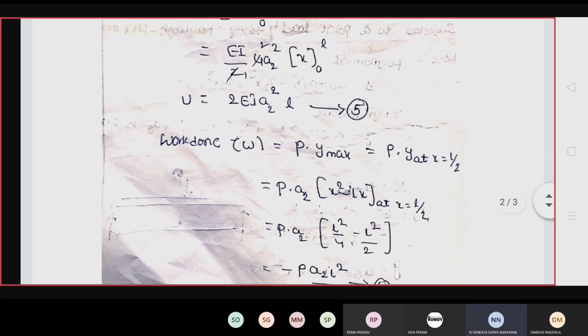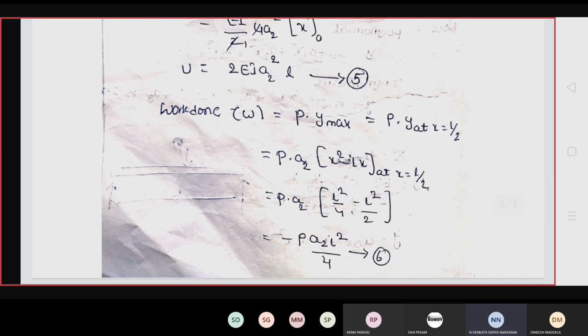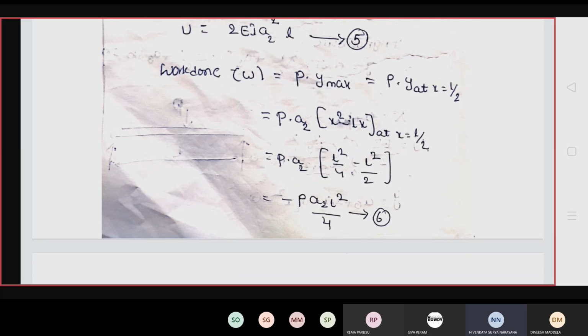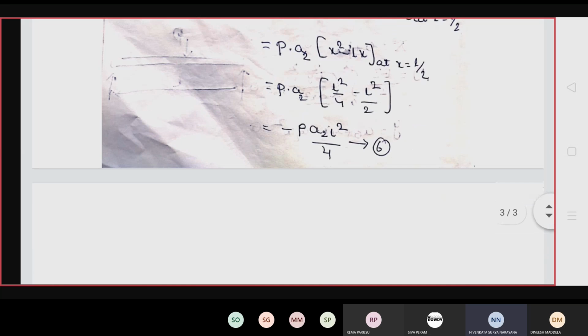From that expression, P into a2, x square will be at x equal to L by 2. After substitution of the x value L by 2, x square is L square by 4, and L into L by 2 means L square by 2. After all cancellations, W equals minus P a2 L square by 4. This is equation 6.